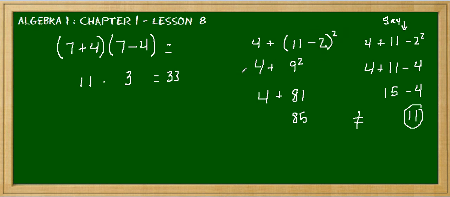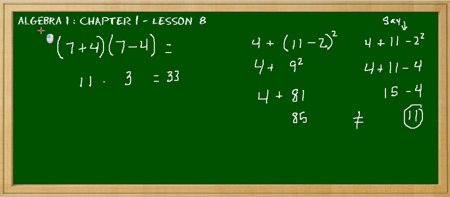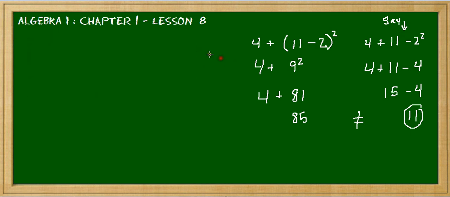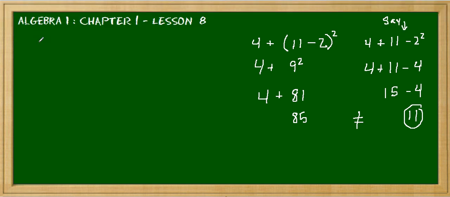Okay, let's move on to our last example. I'm going to make a little room over here. As you can see, it's very important that we follow our order of operations, our parentheses, because we would get the wrong answer. And again, it all depends on what we mean. It's not to say that this is wrong. It depends on what we're trying to do. In this case, we were subtracting 2 from 11 and then squaring it. That was the purpose.